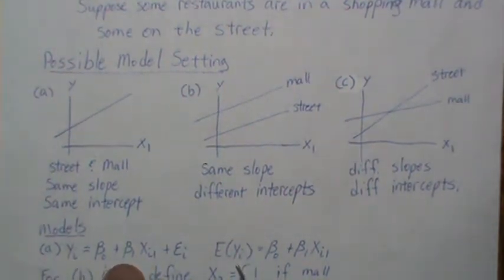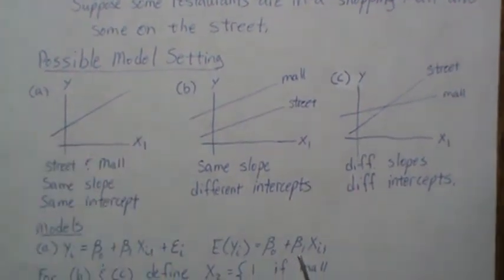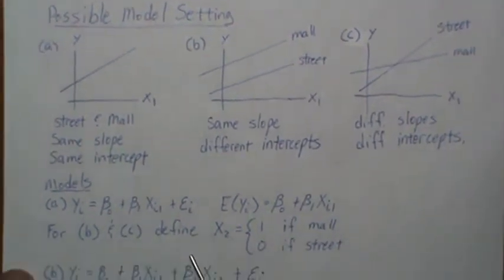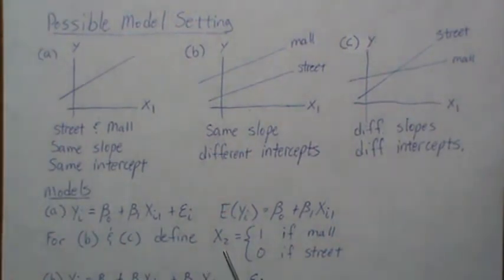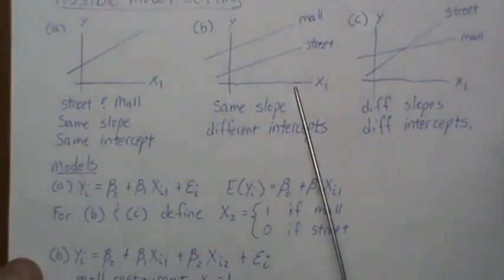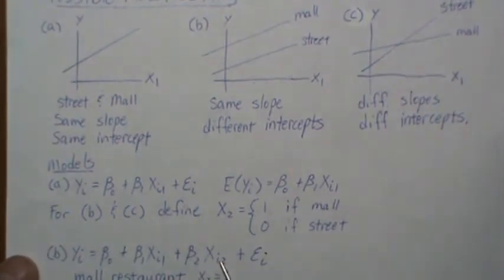And so the expected value of this, these are constants, that's 0, it's this, so it's that line. Now for the next two scenarios, so for models B and C, we're going to define this dummy variable or indicator variable, same thing, where it's a 1 if the restaurant is a mall restaurant and 0 if the restaurant is on the street. Then this indicator variable will help us model these two situations. So for model B, we add this indicator variable into our model.